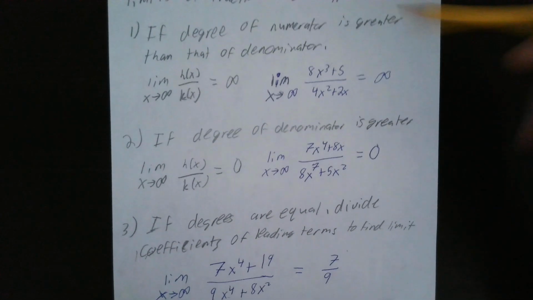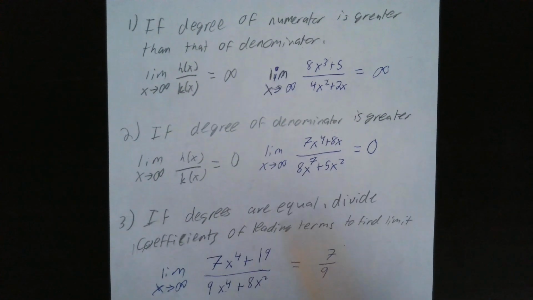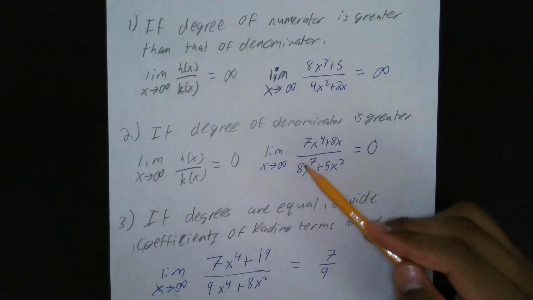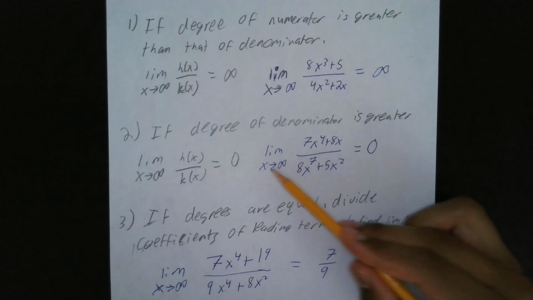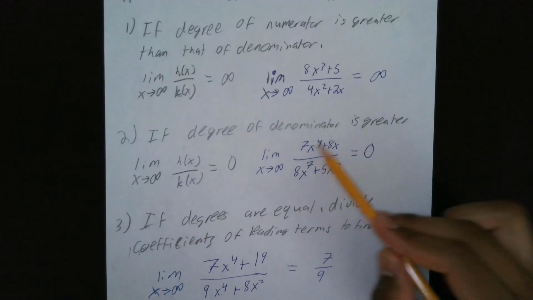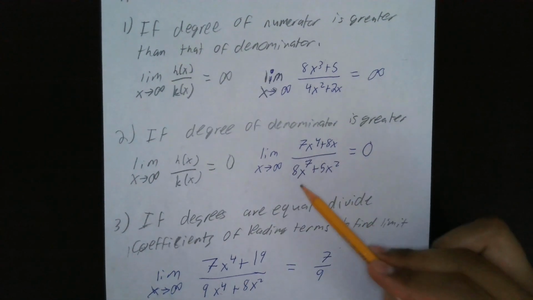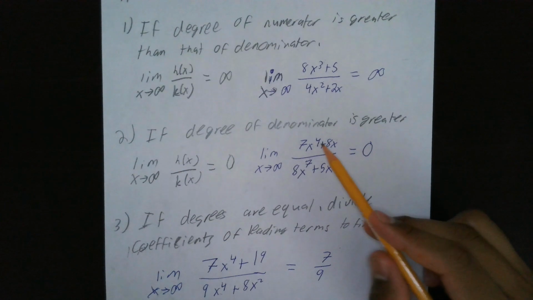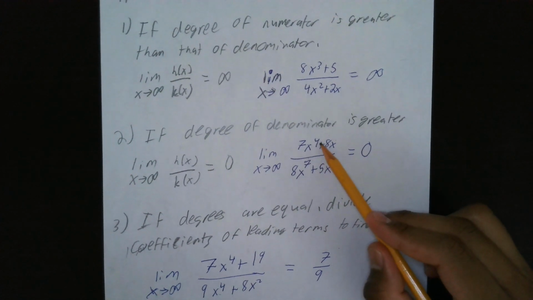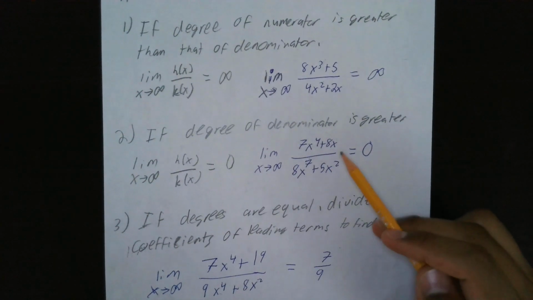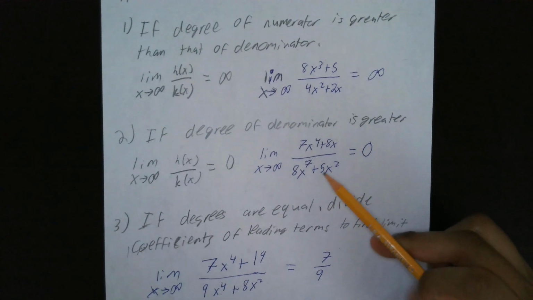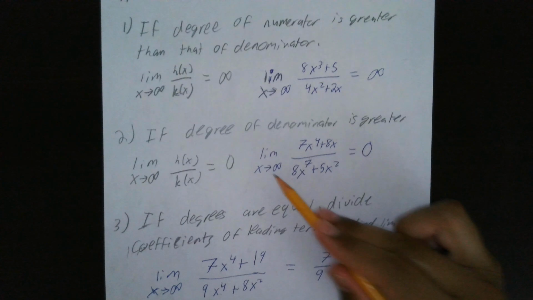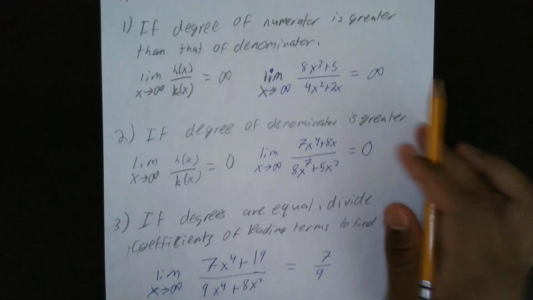Now, if the degree of the denominator is greater, then the limit as x approaches infinity is going to be equal to 0. So look at this problem right here. The limit as x approaches infinity of 7x to the 4th plus 8x over 8x to the 7th plus 5x squared. Since the degree of the numerator is 4 and the degree of the denominator is 7, the degree of the denominator is greater, and so therefore the limit as x approaches infinity will be equal to 0.